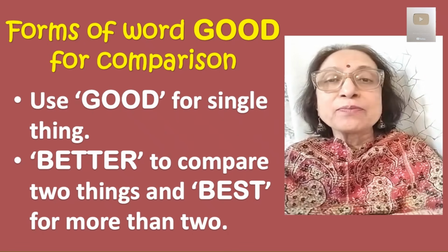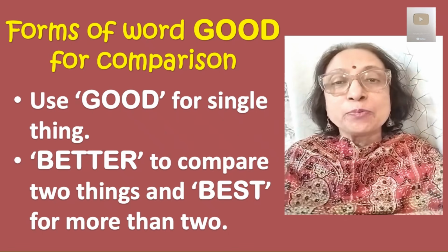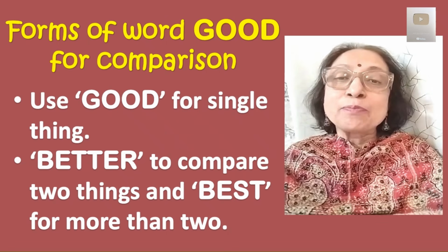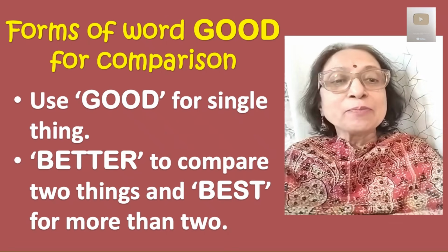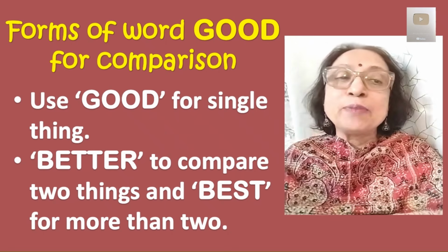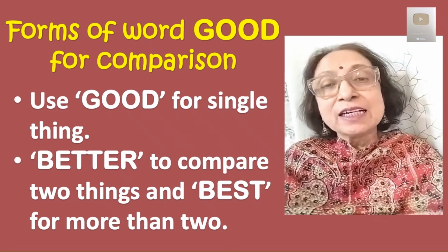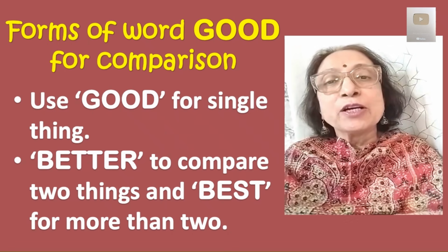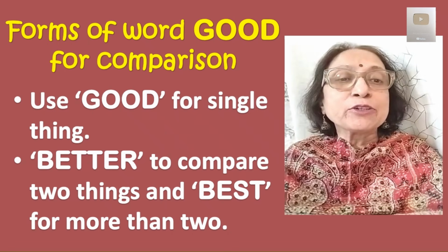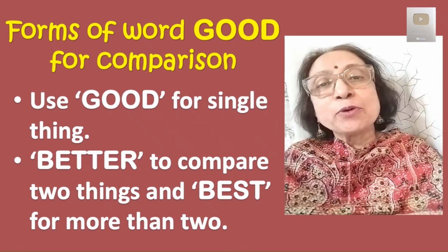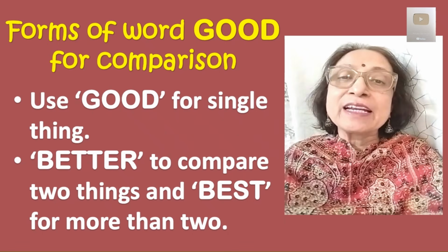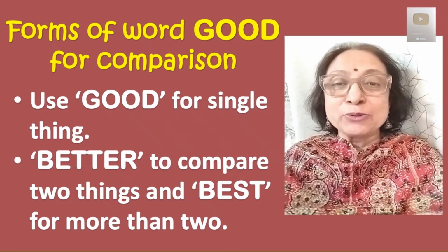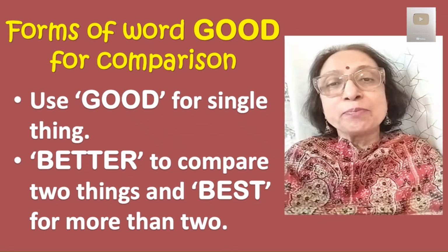Let me give you an example. You can say, this is a good book. There is only one book involved here, not more than one. But suppose you have read two books, you can compare by saying, this book is better than the one which I read earlier. So there are two books, better, that is the comparison for two. Suppose you have more than two, you say, this is the best book out of the 5 books I read recently. So the best book out of 5 books, more than 2. That is how we use comparisons.